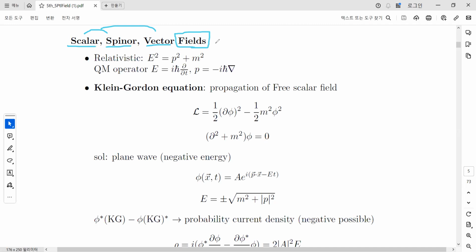I will focus on what scalar, spinor, and vector fields are, to obtain some technical and practical ways to learn particle physics.